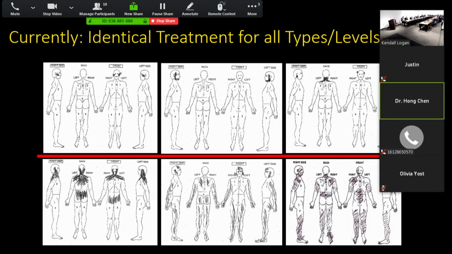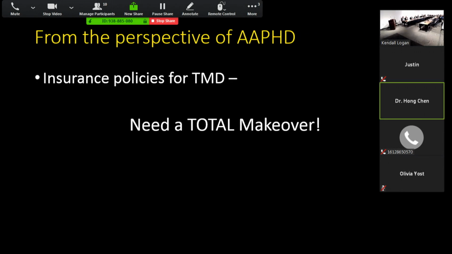So we are treating all of these different subgroups with virtually identical treatments for TMD. And this needs to be improved to tailor treatment to better match individual patients' type, level, and mechanism of TMD. Another important point from a public health perspective is that insurance policies really need a total makeover.